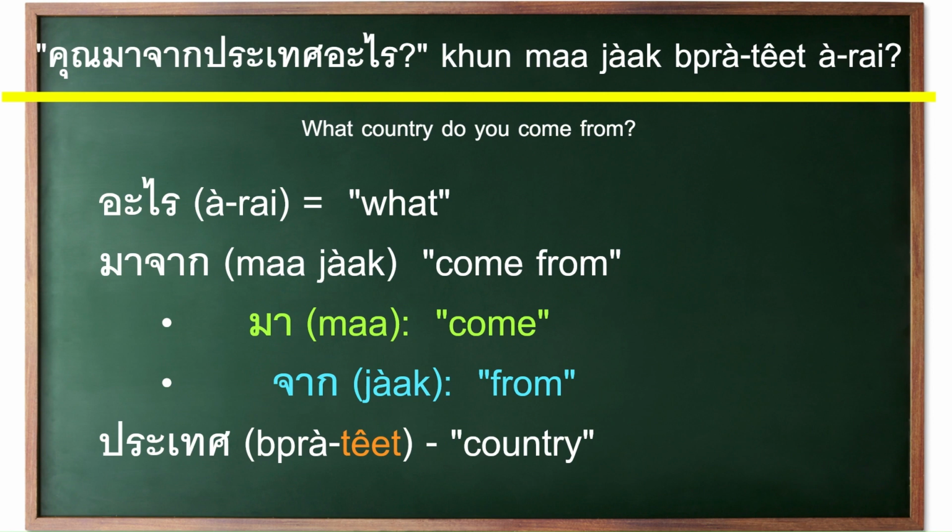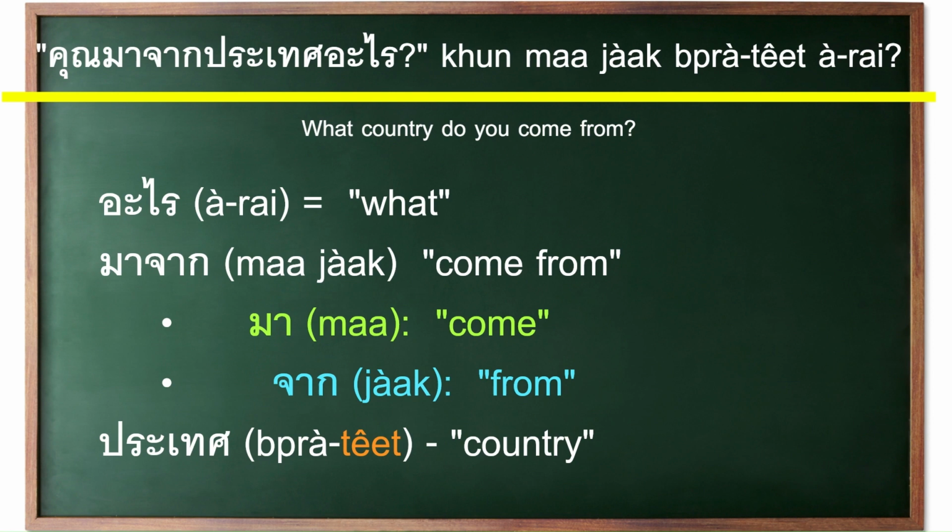ประเทศ. Meaning country. ประ. This component of the word doesn't have a standalone meaning in this context, but is often seen in compound words in Thai. It can suggest a formal or official status when used in certain terms. เทศ. Derived from the Pali or Sanskrit for state or condition, this part of the word relates to the state or condition of a place, aligning well with the concept of a nation or country.